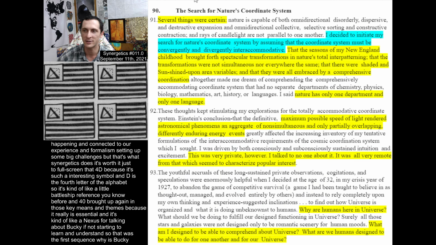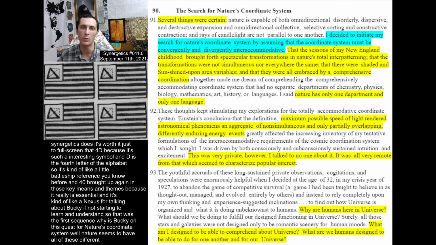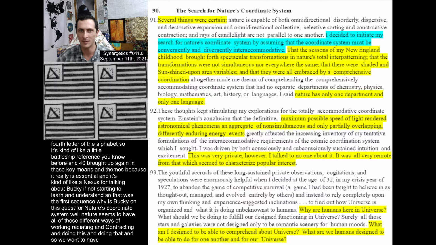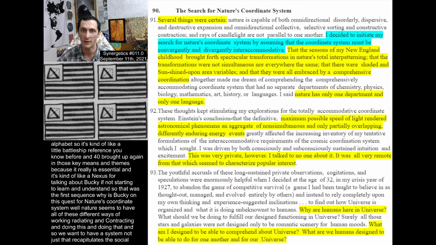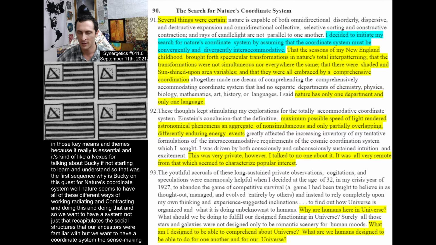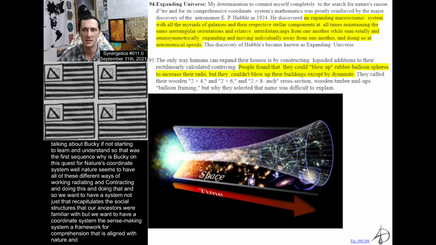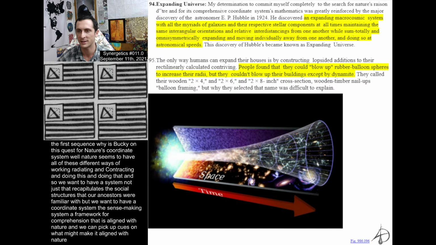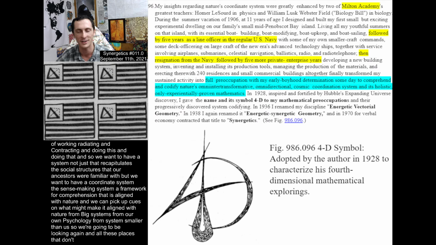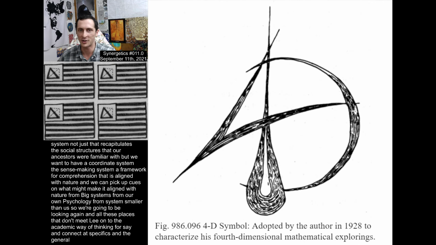Why is Bucky on this quest for nature's coordinate system? Well, nature seems to have all of these different ways of working, radiating and contracting, and doing this and doing that. And so we want to have a system, not just that recapitulates the social structures that our ancestors were familiar with, but we want to have a coordinate system, a sense-making system, a framework for comprehension that is aligned with nature. And we can pick up cues on what might make it aligned with nature from big systems, from our own psychology, from systems smaller than us. So we're going to be looking again in all these places that don't map neatly onto the academic way of thinking per se, and connect that specifics and the general, and we're just going to call that 4D.